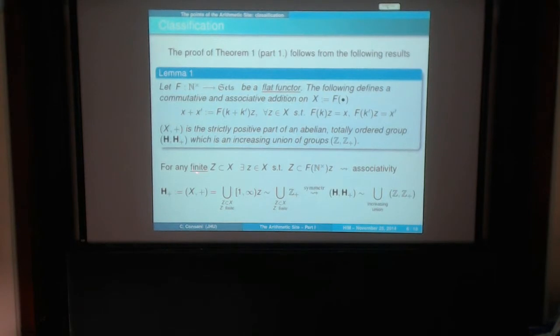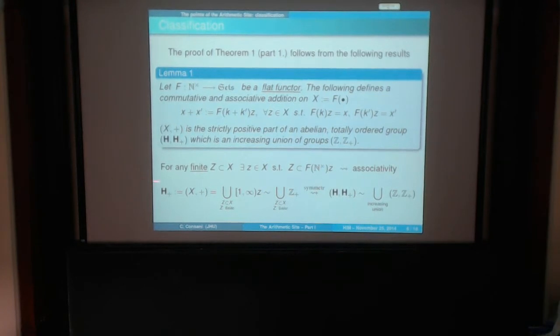So for any finite set in X (finite is important here), via the property that we saw which characterized this filtering functor, there exists a Z in X such that this Z can be described as a subset of this one, so Fn cross acting on Z. It's very important that this Z is finite, because the set is finite. So out of this statement, the associativity follows.